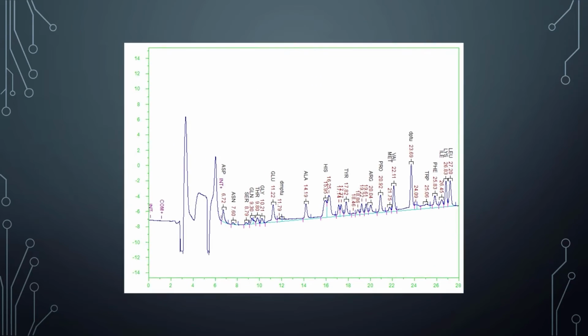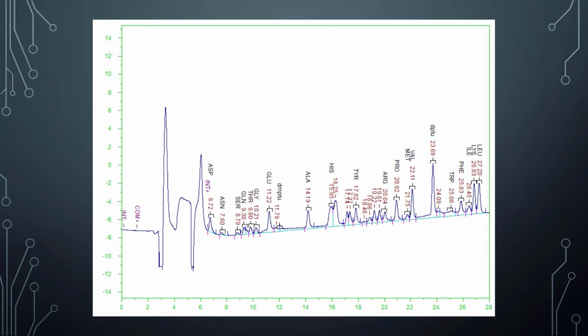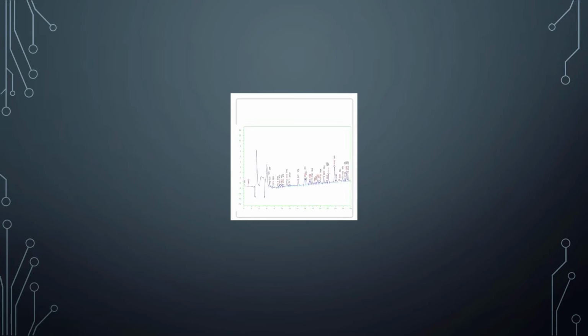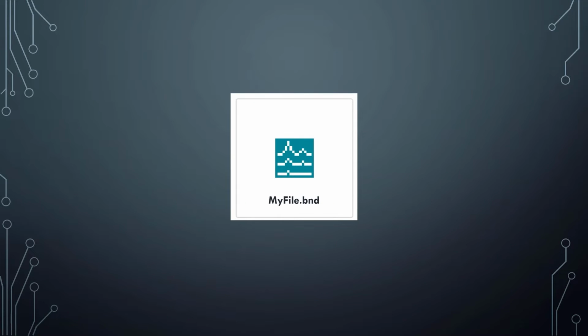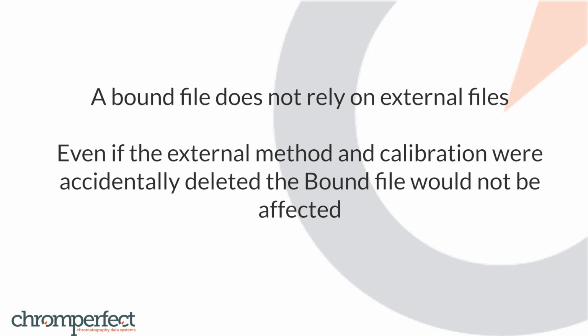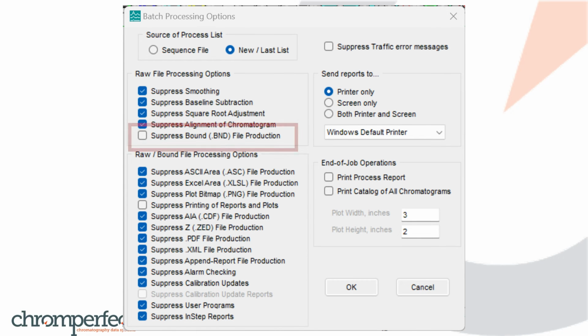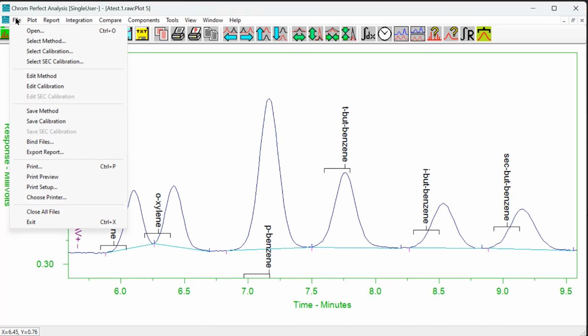Consequently, the bound file represents a complete archive of the process run and contains a snapshot of all of the files that are required to generate a plot or report. Once a chromatogram has been bound, it no longer depends on the standalone method, calibration, SEC calibration, and format files which contributed to the integration, but are subject to change. Bound files may be created in two ways: automatically, through batch reprocessing, which can be at the time of data acquisition or afterwards, and manually, using the Analyze program.